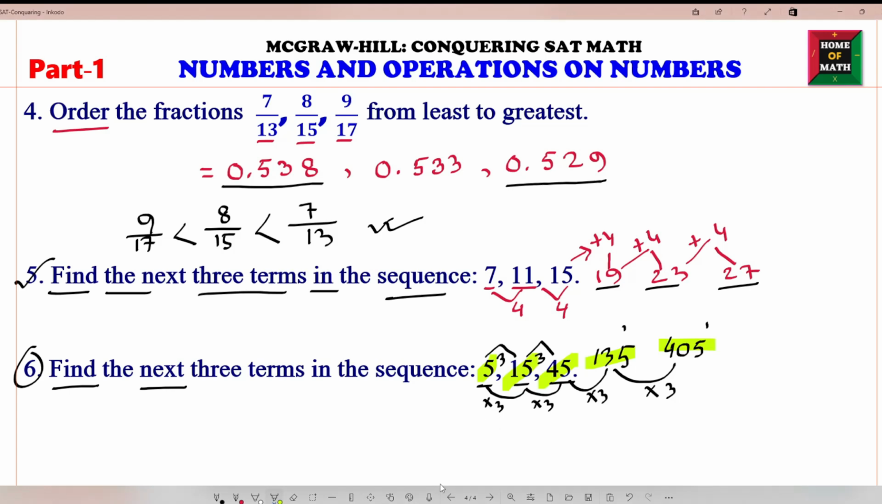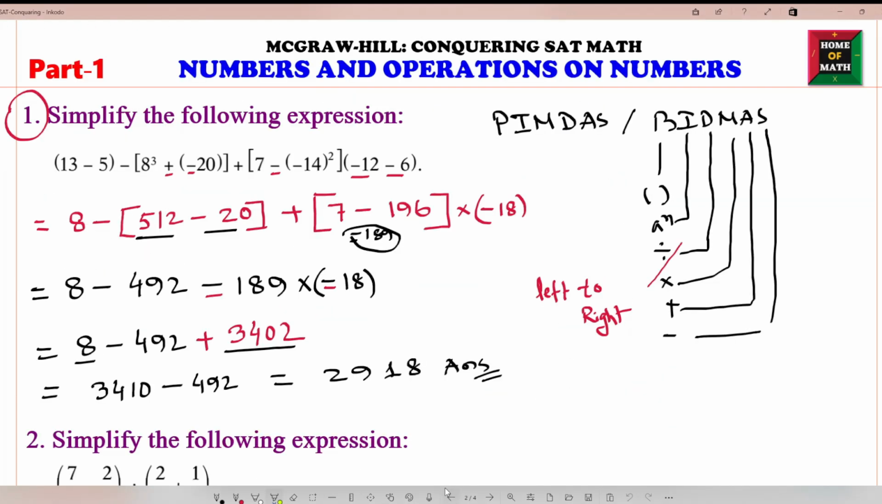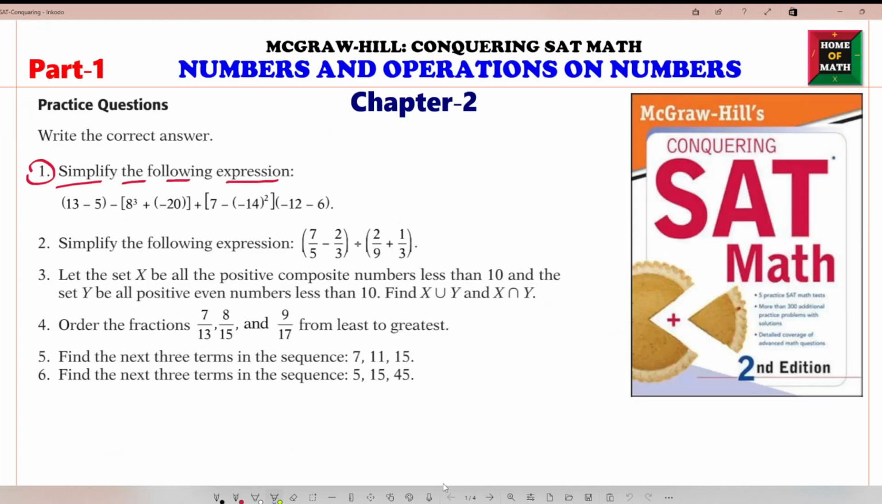So after this, we have completed all the questions of this video. Look, here are a total of 6 questions and we successfully did everything. So from now, almost every day I will try to make some solutions based on sets, and we will try to follow this book. It's McGraw-Hill's Conquering SAT Math, second edition.